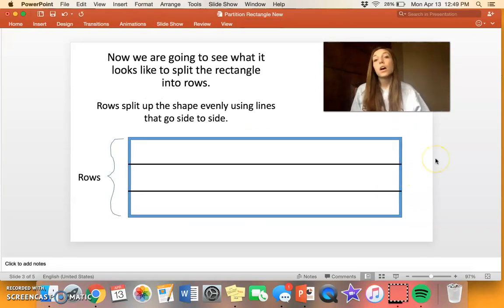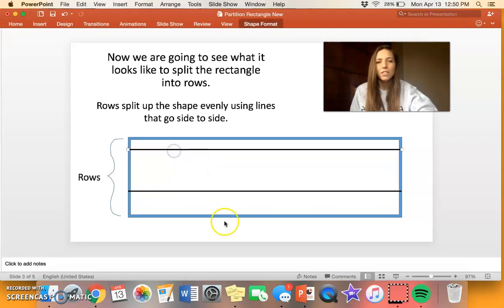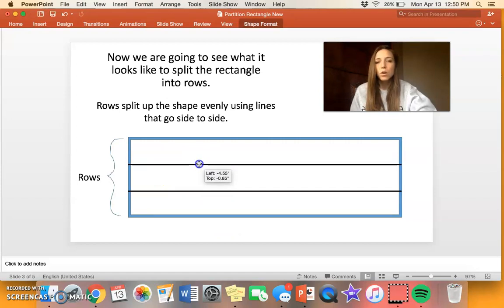Alright, moving on, we are now going to see what it looks like to split a rectangle into rows. So rows are those lines that split up a shape evenly and they go side to side. So my rows go side to side. Looking at this shape, it's the same thing. Also, our rows have to be equal. So I cannot have a really tiny row that looks like this and then a big one. They have to be equal. So they have to all be the same size.